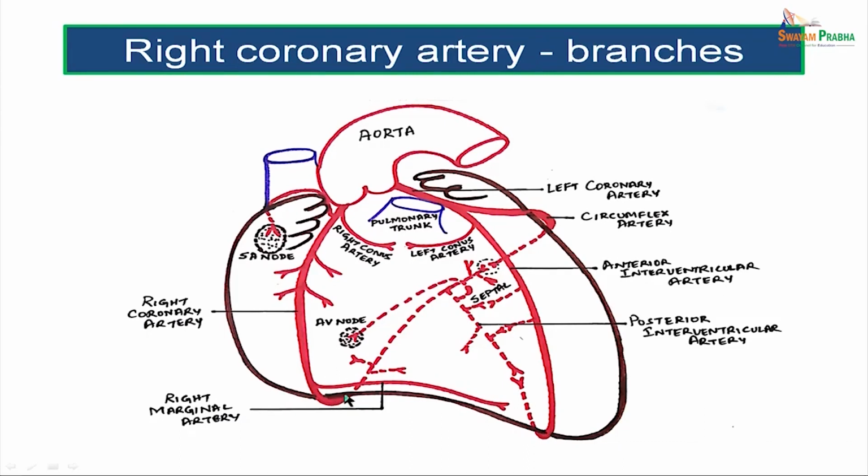Next, the artery winds around and becomes the posterior segment, or the second segment, of the right coronary, and you find the branches arising from here.